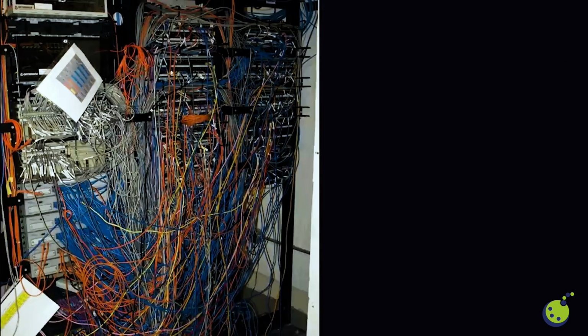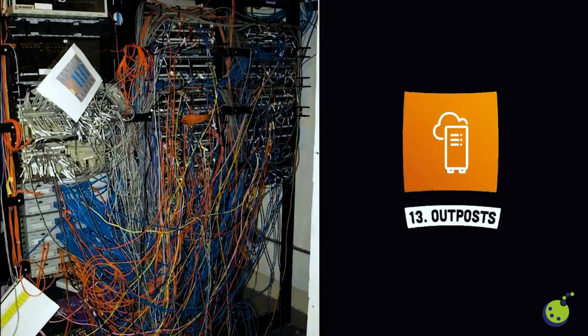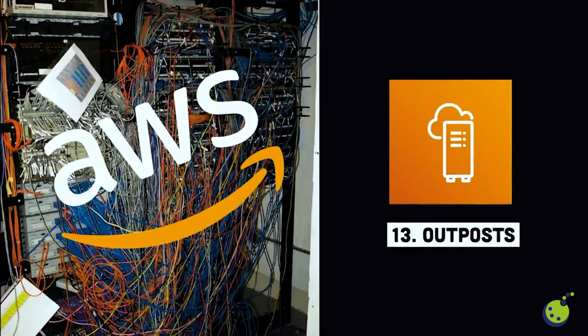But what if you're a huge enterprise with a bunch of its own servers? Outposts is a way to run AWS APIs on your own infrastructure without needing to throw your old servers in the garbage.